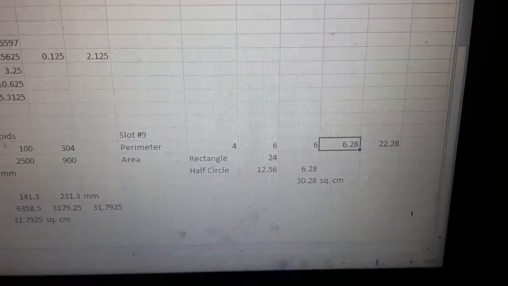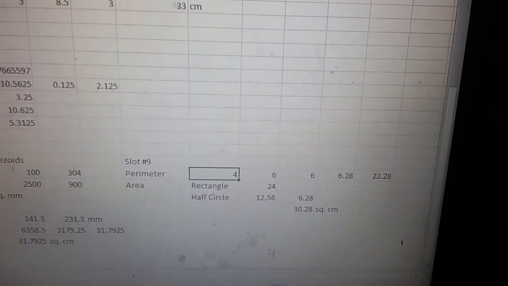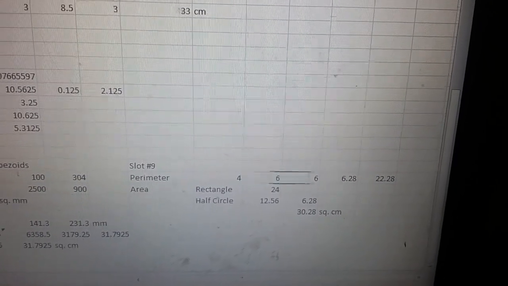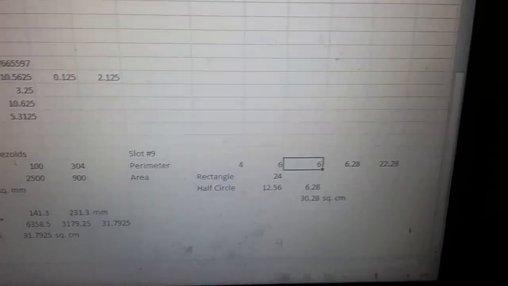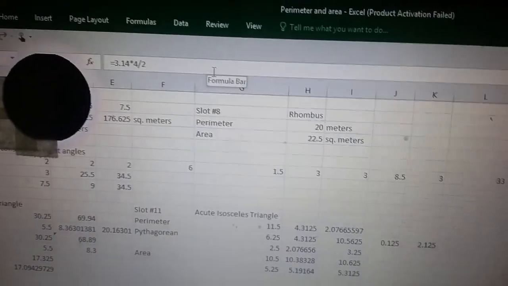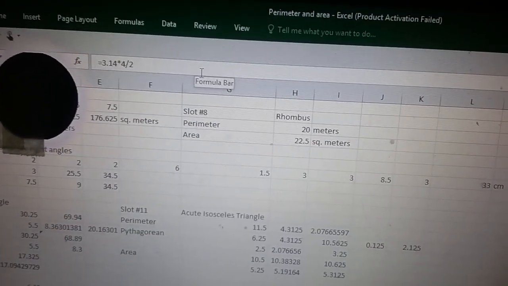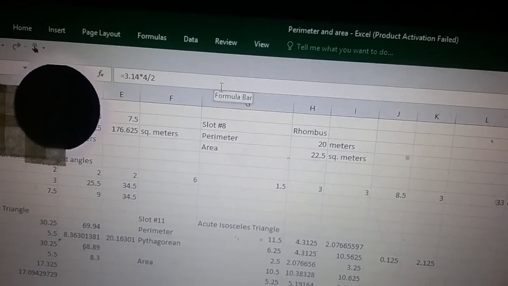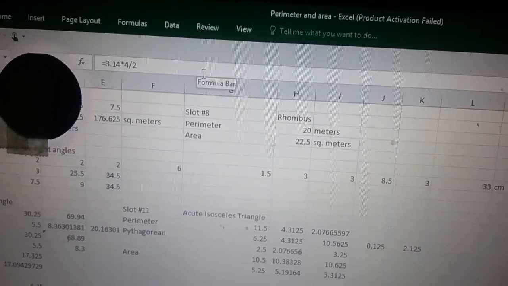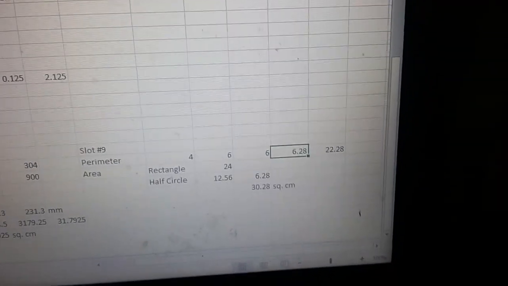Kung titingnan mo dito sa Microsoft Excel, ito yung 4 centimeters, ito yung 6 centimeters, ito yung 6 centimeters, tsaka ito yung half circumference. Ito yung formula na ginamit ko. 3.14 times 4, di ba? 4 is the measure of the diameter. And then divide by 2 to give you the half circumference. Okay? At saka yun yung sagot.